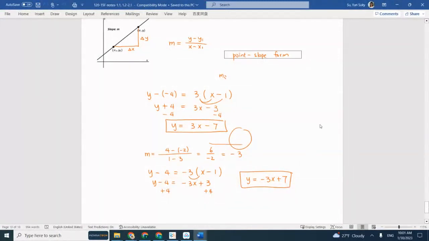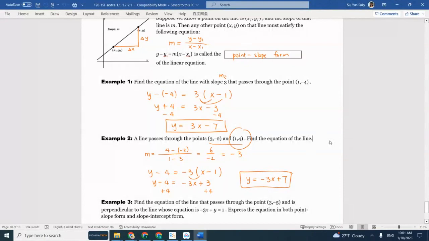Last time we talked about slope, the slope-intercept form and the point-slope form. Do you still remember? I hope so. What is the slope-intercept form? y equals mx plus b, right? How about point-slope form?